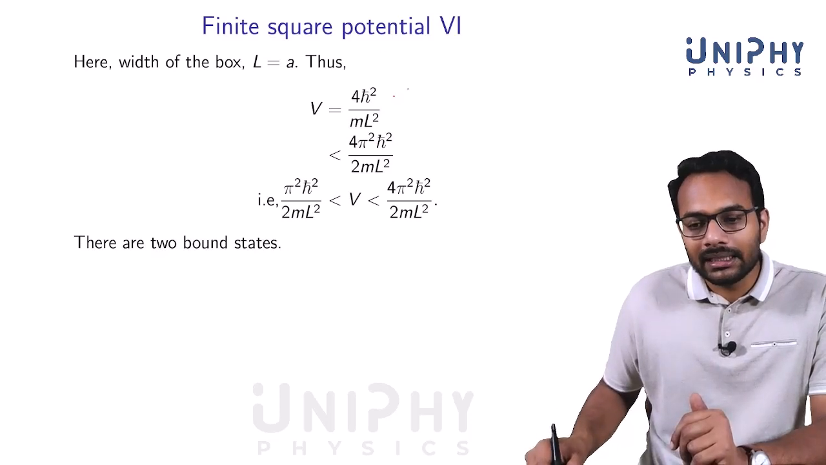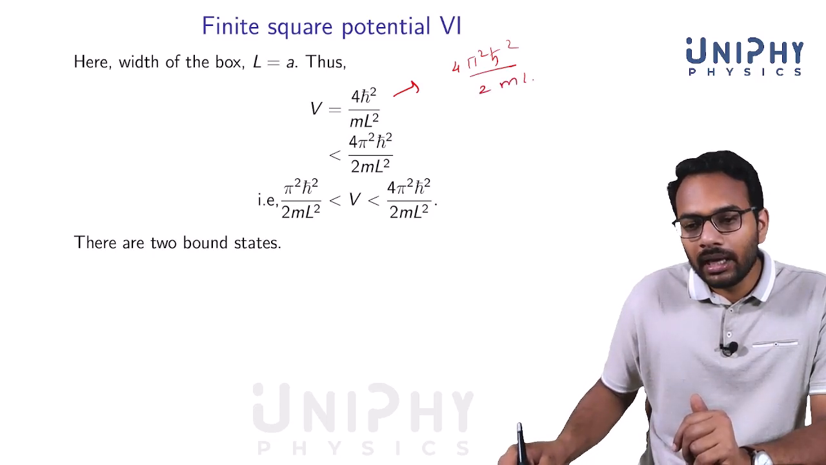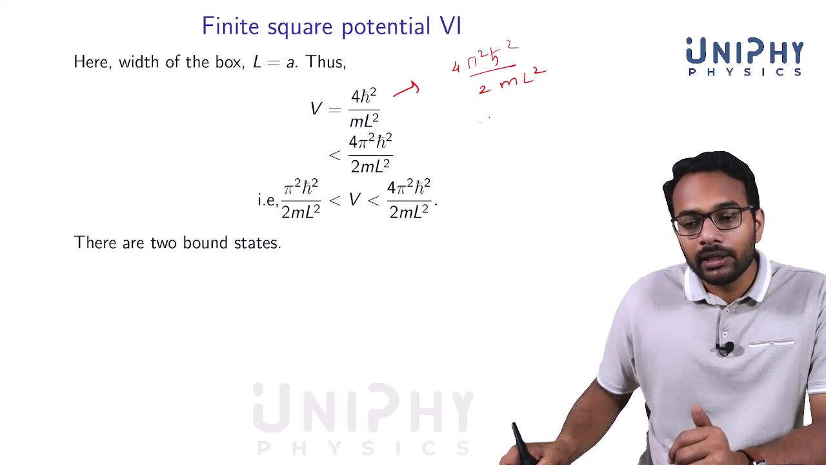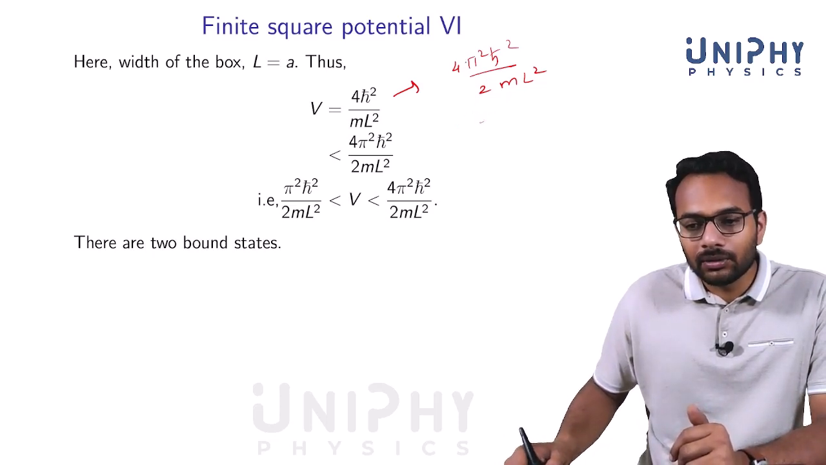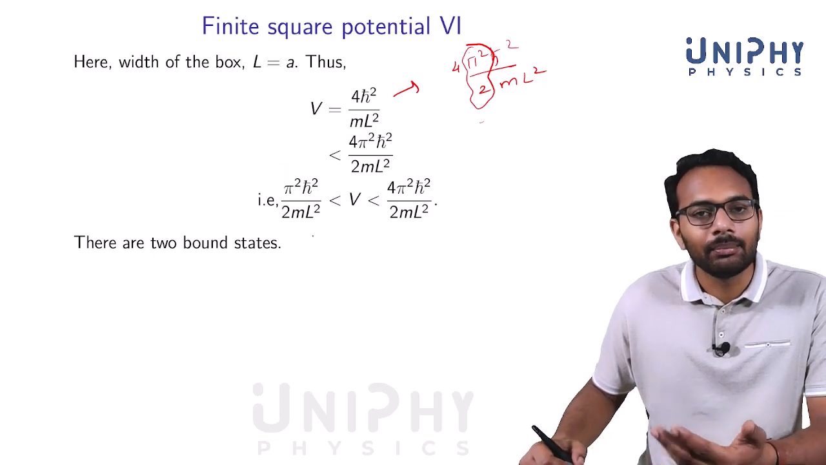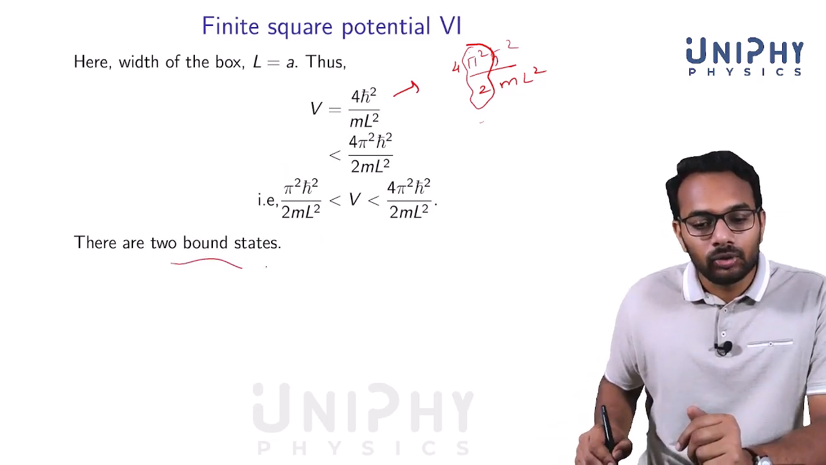So we can easily compare this with 4 pi square h cross square divided by 2 ml square. If you look at the difference, again it is of pi square by 2. So this is clearly less than 4 pi square h cross square divided by 2 ml square, and it's greater than pi square h cross square divided by 2 ml square. So there are two bound states in this case.